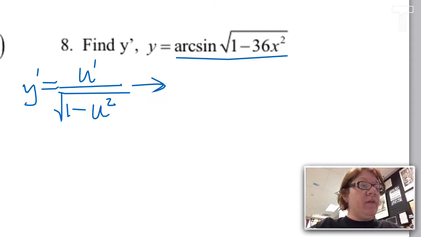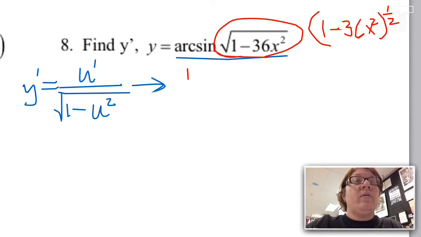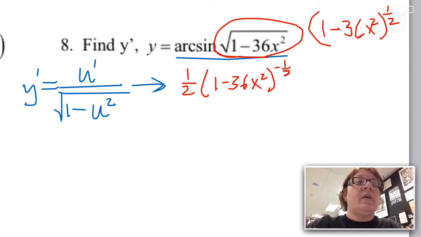if I take the derivative of the stuff, I have to power it down. Here's all the stuff, right? As a matter of fact, I could call the stuff 1 minus 36x squared to the 1/2. So I'm going to have to power down. So 1 minus 36x squared to the negative 1/2. And then the derivative of the inside would be negative 72x. Pause the video, wrap your head around that.